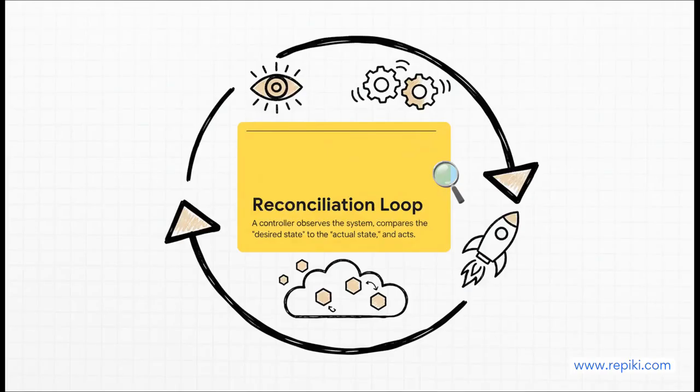This constant cycle, observe, compare, act, over and over again, is an incredibly powerful idea in automation called a reconciliation loop. And it's really the engine that makes Kubernetes tick. What's so cool is that it doesn't care why a pod is missing. It just sees that the current reality doesn't match what you want, and it fixes it. This makes the whole system unbelievably resilient.